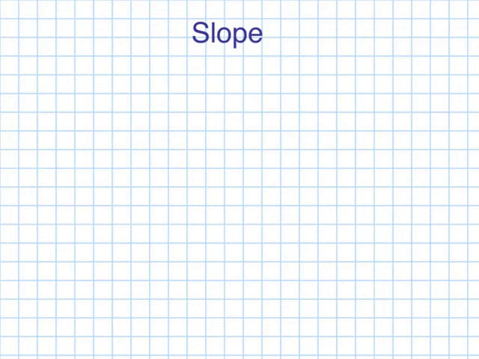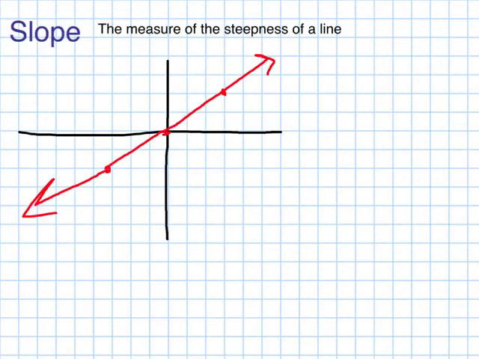A concept that you will see in math very often is the concept of slope. So, slope is the measure of steepness of a line. So let's take a look at a line here. So here's my line, and if slope is the measure of the steepness of the line, to find what the actual slope is, you need to find the vertical change over the horizontal change.